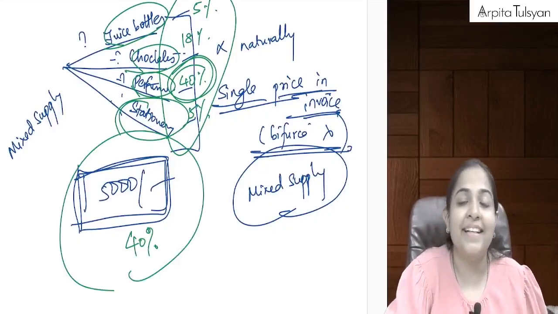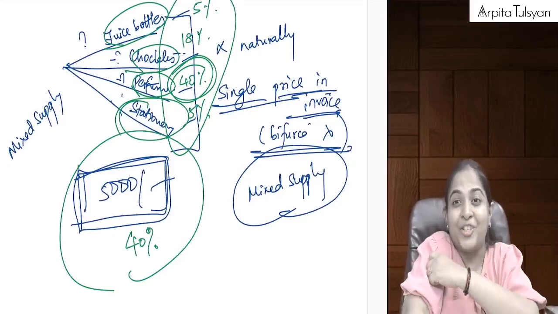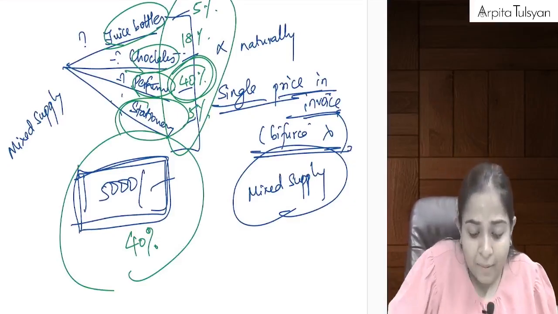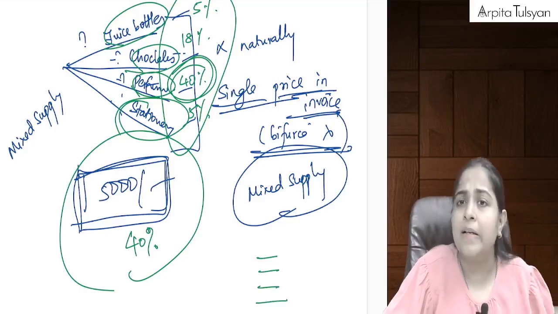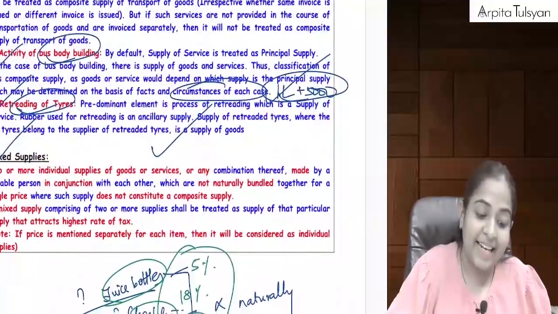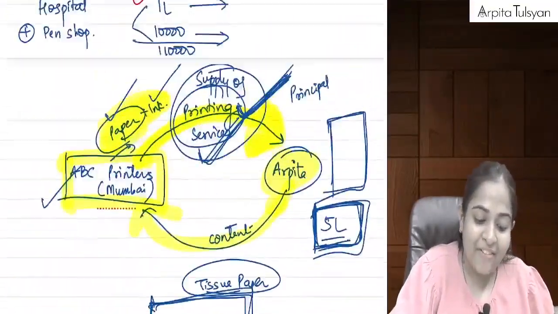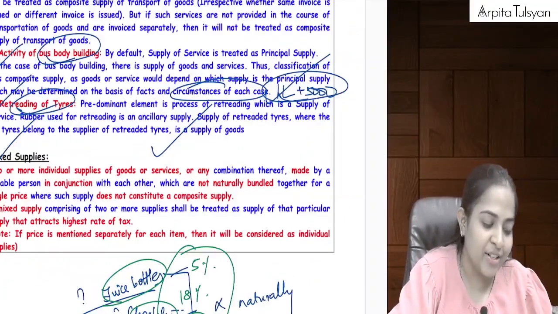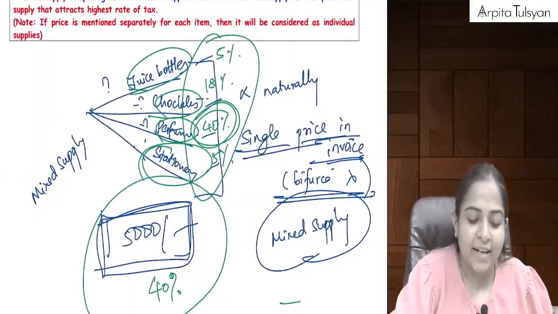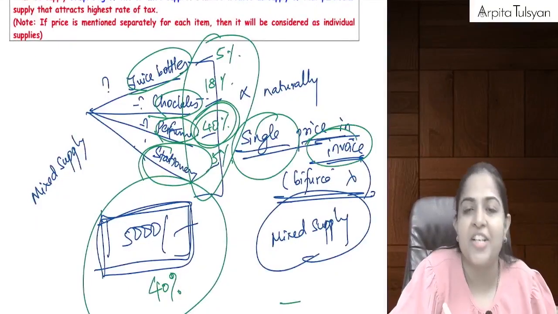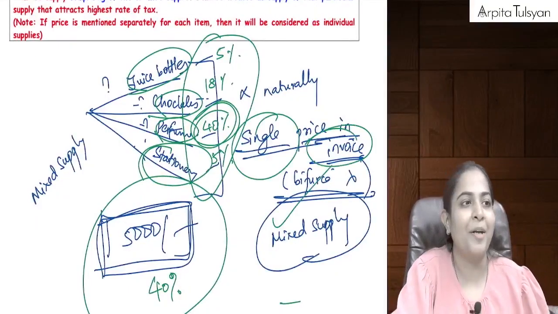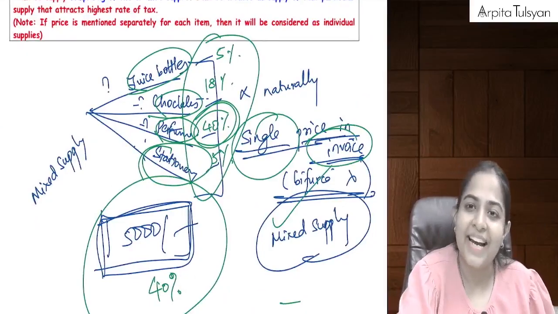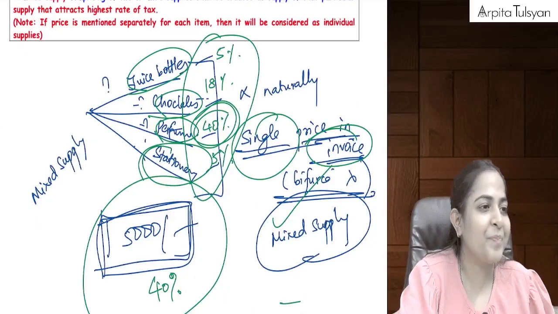Are you understanding this? So mixed supply is a pinch. But what if individual amounts are written in the invoice? Then that is an individual supply. If individual amounts are written, then that will be considered as an individual supply. You will consider mixed supply only when a single price is charged in the invoice and bifurcation is not mentioned there. Understanding this? Manageable? Yes.